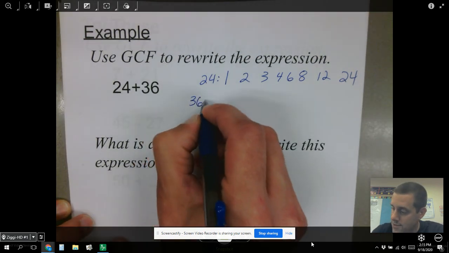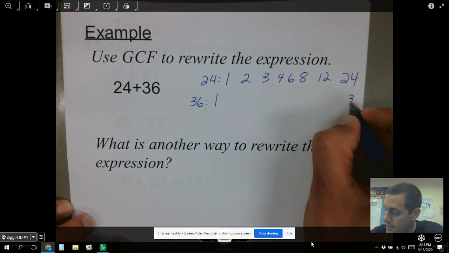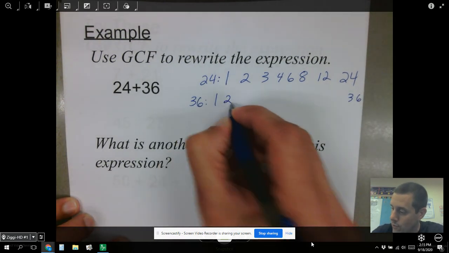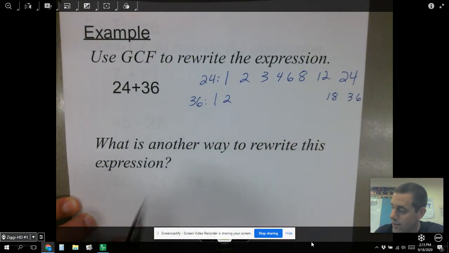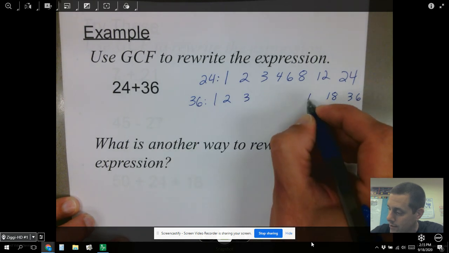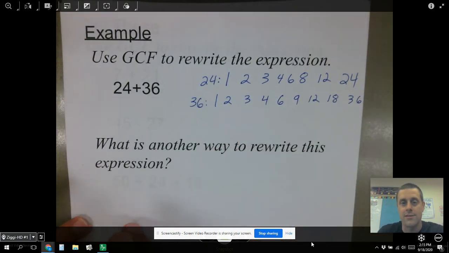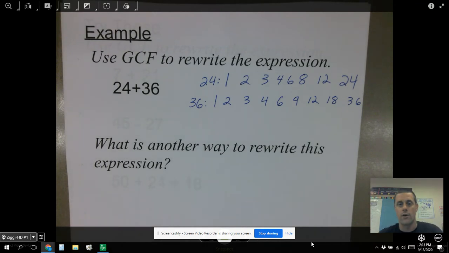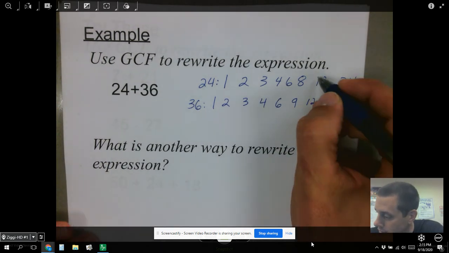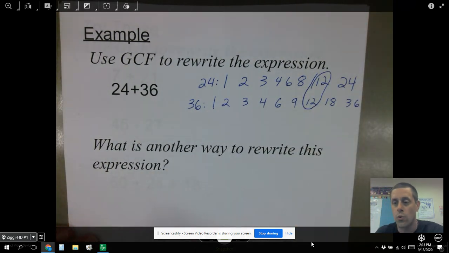Now 36, there's lots of them. 1 and 36. It is even, so 2 will work. 2 and 18. 3 will work. 3 and 12. 4 and 9, and then 6 and 6. So the factors of 36, you should get 1, 2, 3, 4, 6, 9, 12, 18, and 36. Now, what is the greatest common factor? The largest value that appears in both is a 12.